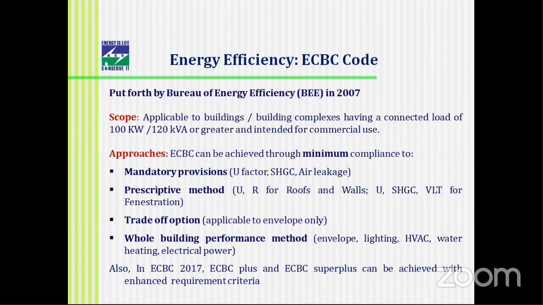And there is also the whole building performance method. That means not only the building envelope, you can also integrate your lighting, your electrical power, your service water heating, or it could also mean HVAC. You can integrate all of these, and together you have to ensure energy efficiency. This is the requirement of the code. And I think it goes a long way in managing energy efficiency at building level.